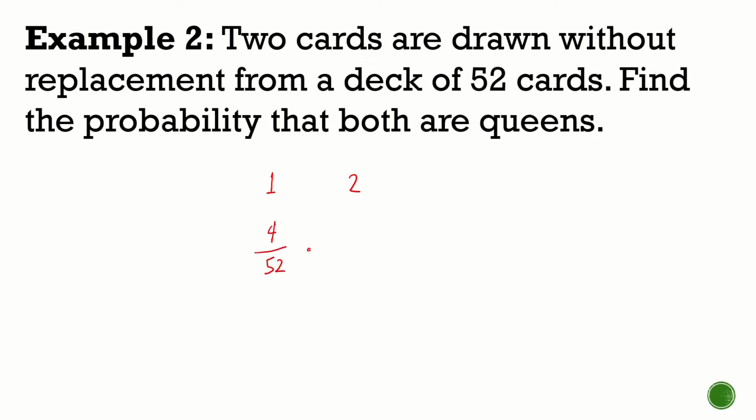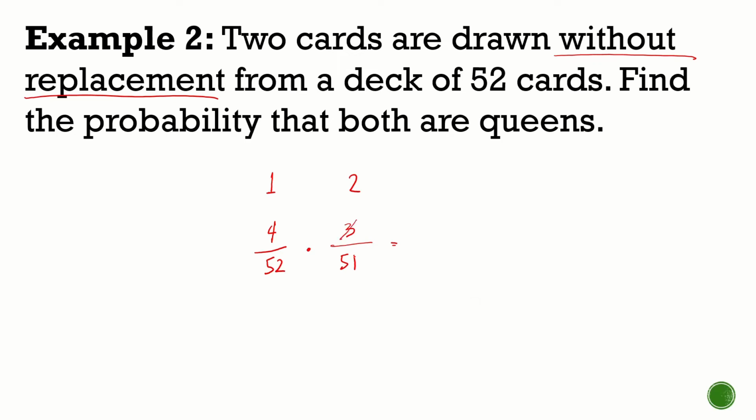On the first pick, you have 4 over 52. That's the probability. Now here, you see the words without replacement. So that means on the second try, you're going to subtract 1 from 4. That gives you 3. Subtract 1 from 52. That gives you 51. All right, let's simplify first the numbers here.